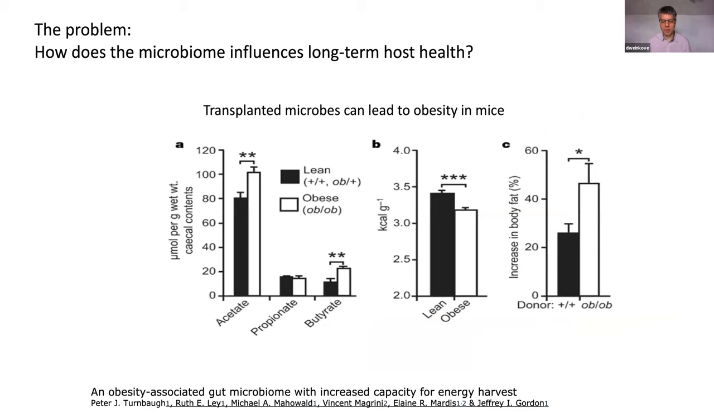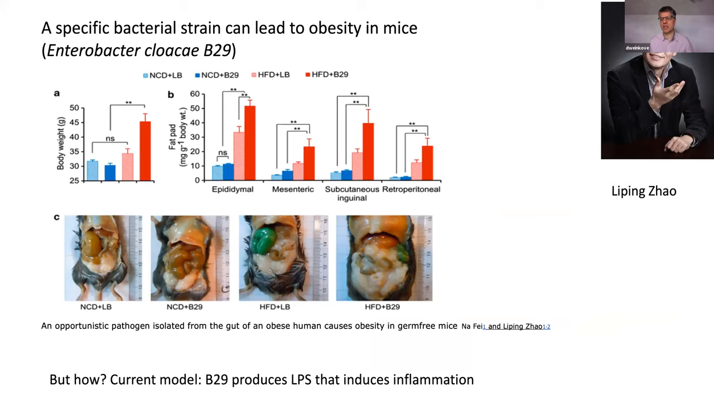As many of you will be fully aware, this is quite old data, but gut bacteria can affect things such as obesity. Some of the early experiments from Jeffrey Gordon's lab showed that if you transplant bacteria from obese mice into germ-free mice, you can cause obesity in those mice. Our collaborator, Liping Zhao, who is based in Shanghai but also at Rutgers, put a cohort of patients onto a specific complex carbohydrate diet. He looked for microbes that disappeared from those patients, and he cultured them. One of them that he isolated was Enterobacter cloacae B29 from one particular patient.